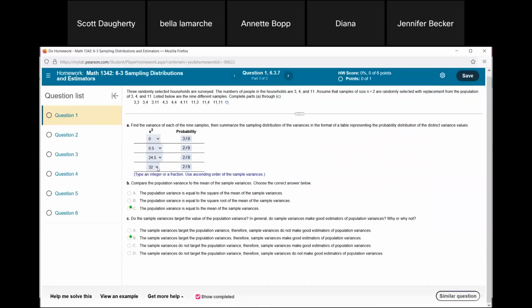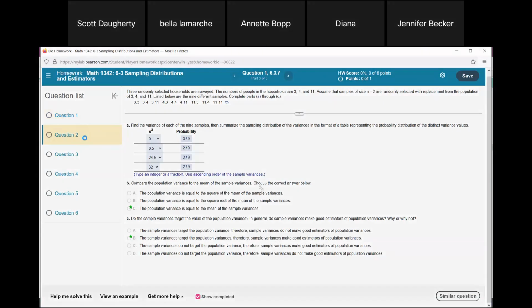Okay, so you should run through that and check it. That's what happens. And that means the sample variances target the population variances as an average, and therefore sample variances make a good estimator for population variances. That would be the conclusion that you would make.